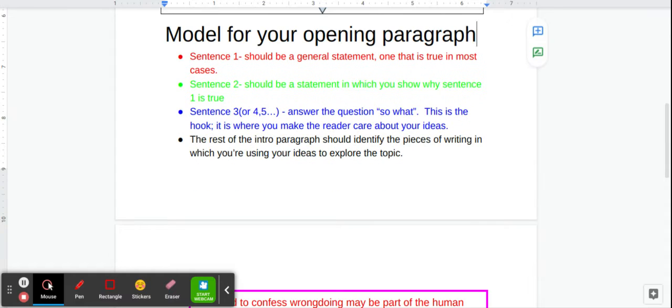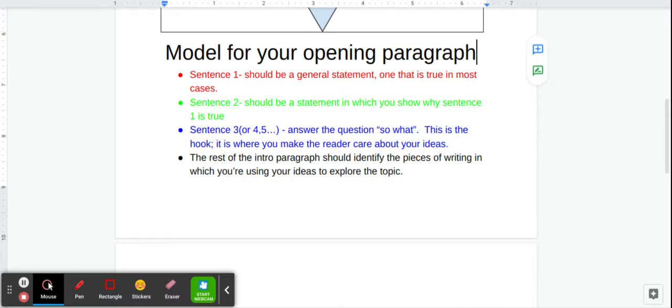Okay, so the model in red, sentence one should be a general statement, one that is true in most cases. After you've read a story or a novel or a play and you've decided what you think the theme is, you write a sentence that is general about that theme. The question, of course, is why do you do that? You do that so that you appeal to the most readers that you possibly can. You don't start your paragraph off with "I read a story" or "in the story" or "in the novel," because then you're cutting people off who haven't read that novel.